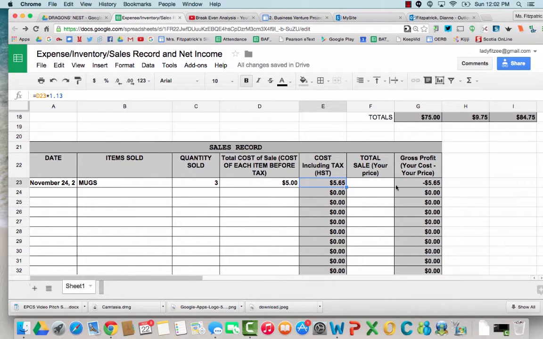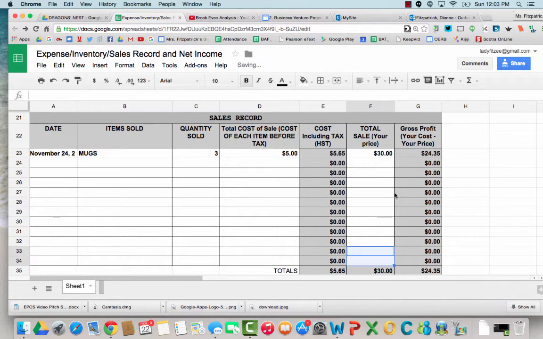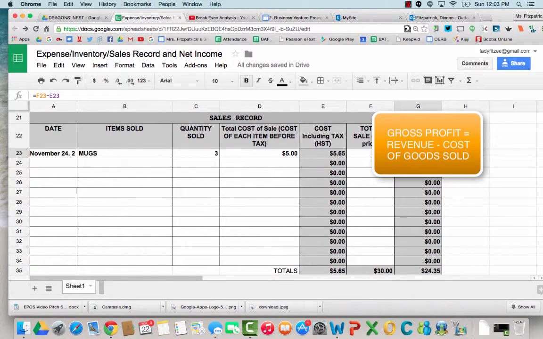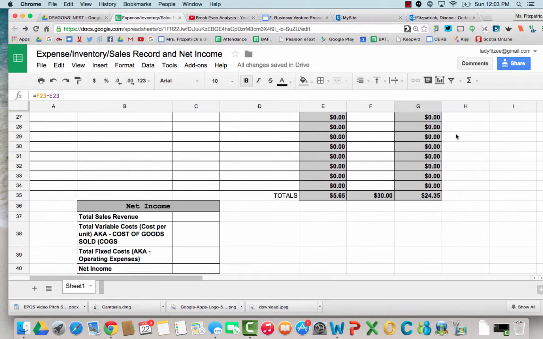Because we're not actually going to be remitting to the government, so I want to make sure you guys keep track of your tax included. Okay, so my total sales for those 3 mugs, let's say I sold them for $10 each, so let's say I had $30 in sales. My gross profit was $24. So this is going to keep track of how much profit you've made. Now remember, your gross profit is not your net income because we haven't looked at any of your fixed costs yet. So gross profit is really just your revenue minus your cost of goods sold, which I'm going to talk about down here a little bit.